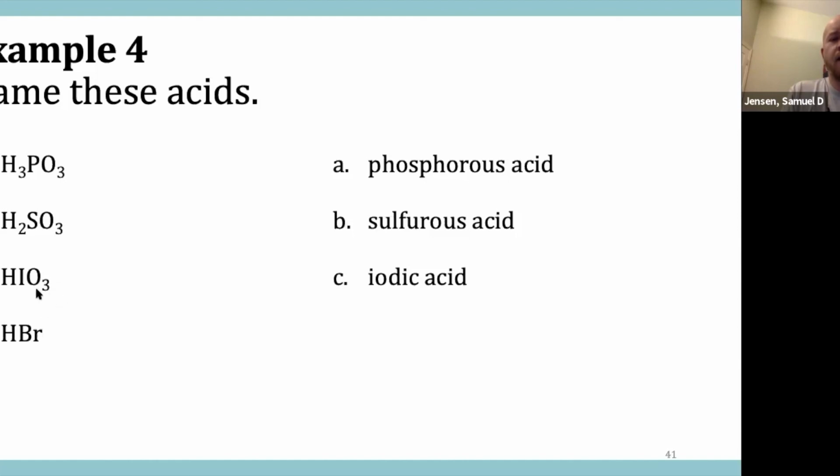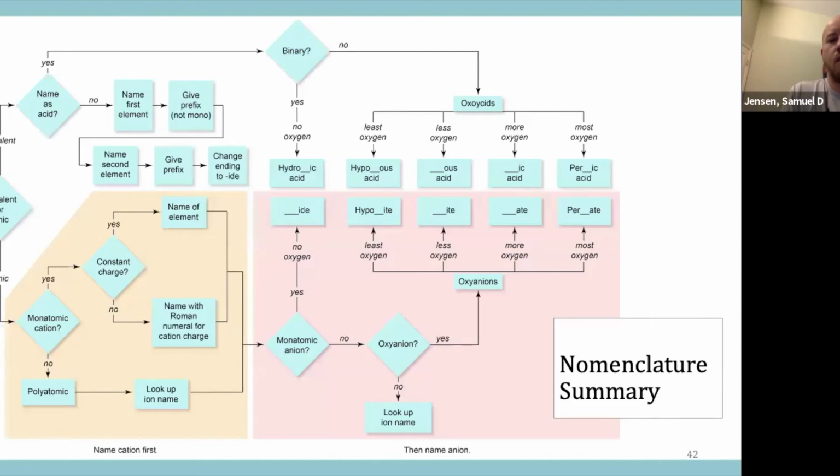IO3 would be iodate, so it becomes iodic acid. ATE becomes IC. And this is a binary acid, so it is hydrobromic acid. Right. So this is kind of a summary chart. I don't know how beneficial this slide is, but it is here.